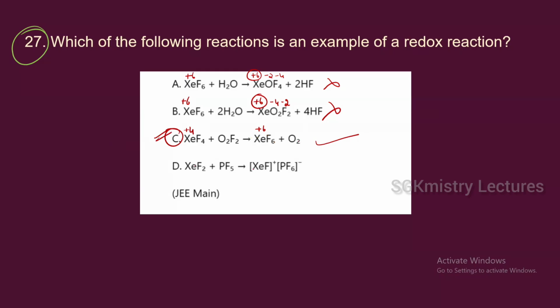So here also you can check. Here also there is no change in the oxidation number. So that's why we are not going to consider it as a redox reaction. Here it is very clear that option C is a redox reaction.